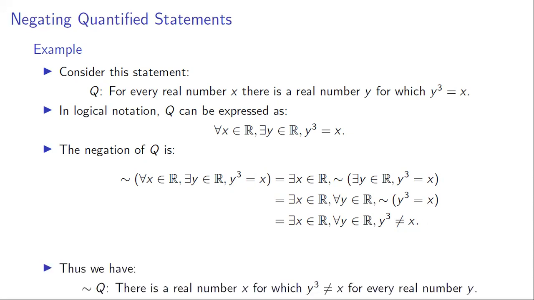Thus, in English, we have that the negation is as follows. There exists a real number x for which y cubed is not equal to x for every real number y. This is a false statement, but that's not the point. The point is just showing how we take a statement in logical notation and negate it.